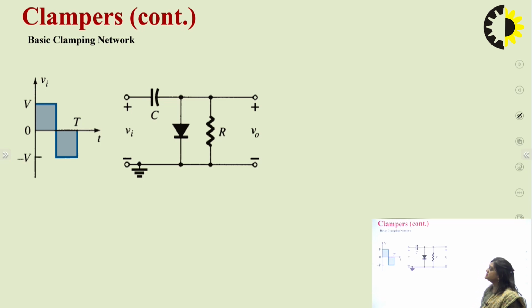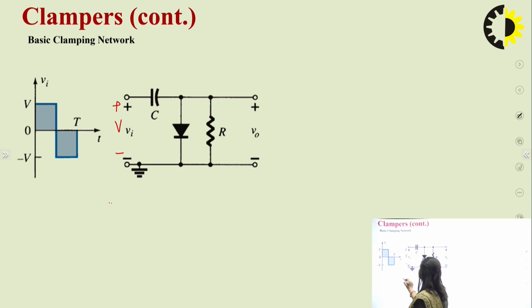So this is another circuit that we can see. Here also we have taken the input signal as a square wave. In positive half cycle it is of value V, and in negative half cycle it is of value minus V. So we will see the case when this diode will be in forward biased condition. So it will be forward biased when this will be positive and this will be negative.